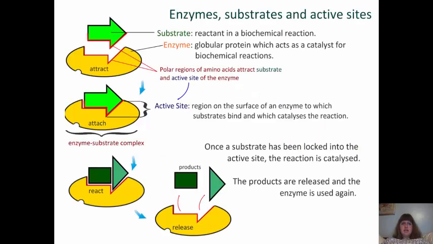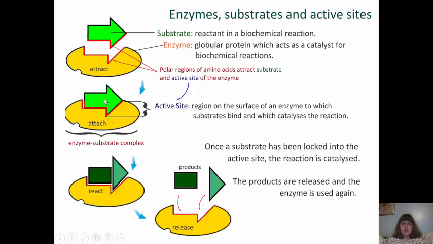All right, what is an enzyme? So we're going to review enzyme substrates and active sites. So we have our substrate here. This is the reactant in a reaction. We have our enzyme, which is a globular protein which acts as a catalyst for the reaction. Within the enzyme and the substrate, we have polar regions of amino acids, and that is what attracts the substrate to the active site and not to another section of the enzyme.